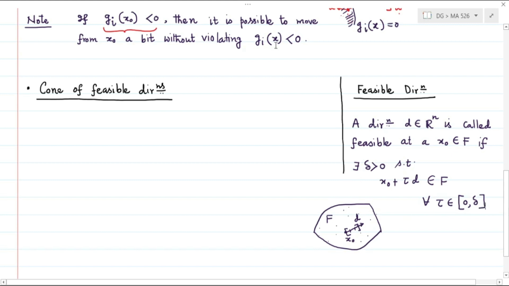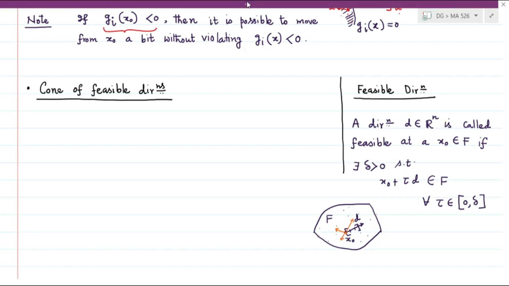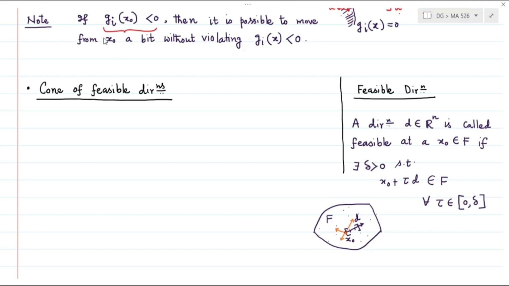For instance, in this feasible set capital F, let me consider a few points and identify a few feasible directions. Let's suppose if my x0 is this location, then obviously any direction you take up is a feasible direction, right? Any direction you take up is a feasible direction. However, if I take a point on the boundary, let me consider a very specific point. Let's suppose this particular point.